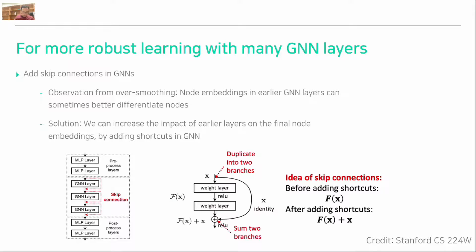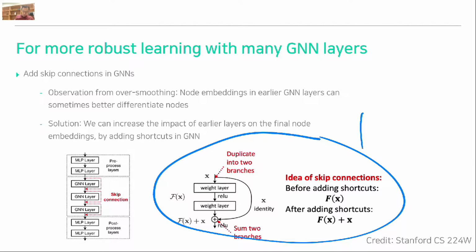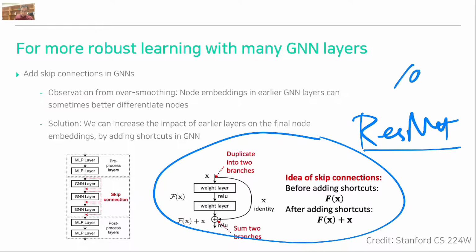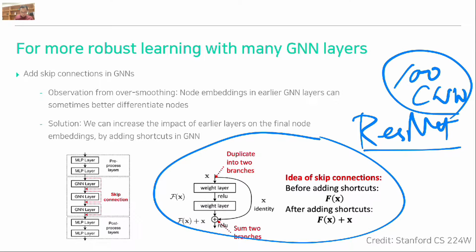Another way is to add skip connections. This is from the previous ResNet paper, right? In the ResNet paper, they employ more than 100 CNN layers. To avoid the vanishing gradient problem, because with deeper layers the gradient is difficult to propagate toward the very deep CNN layers, they intentionally added skip connections.